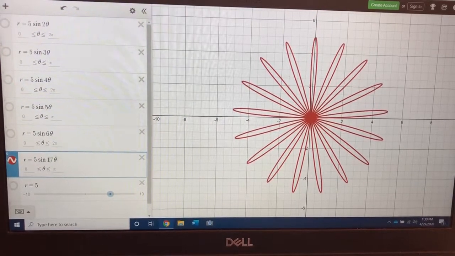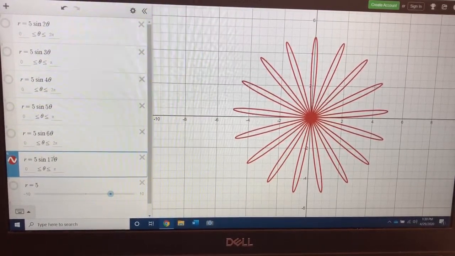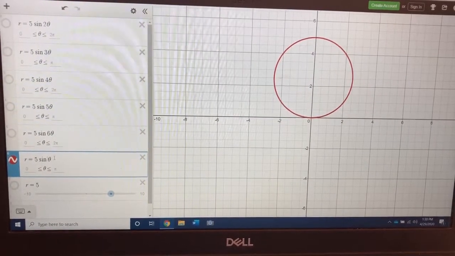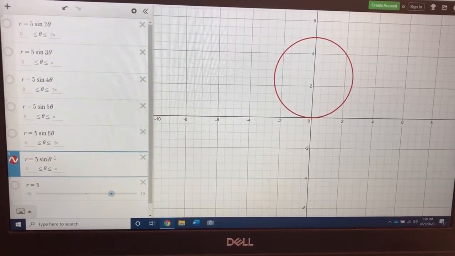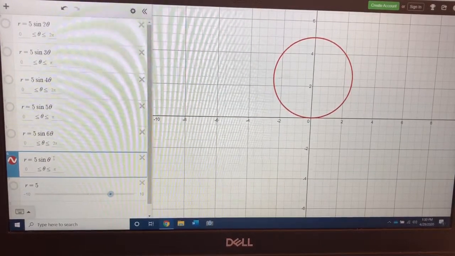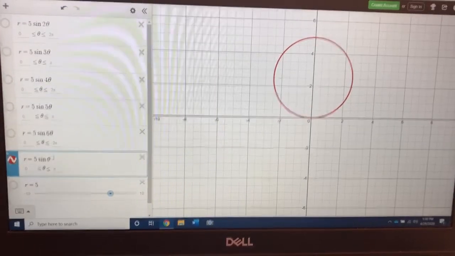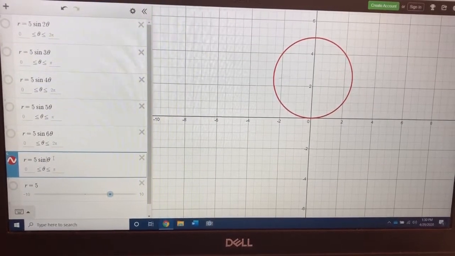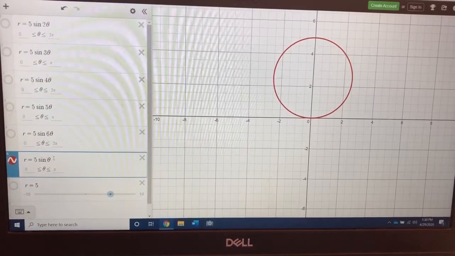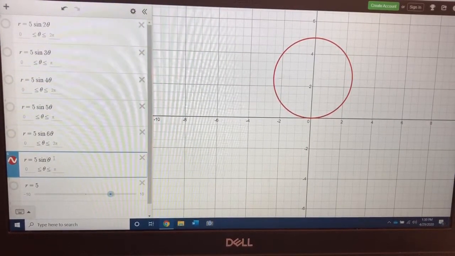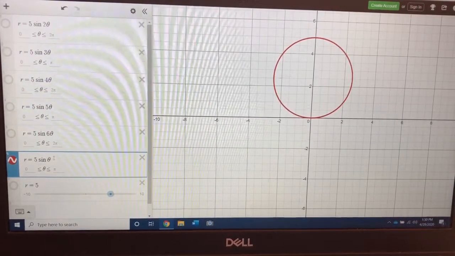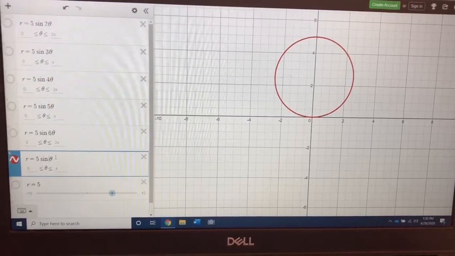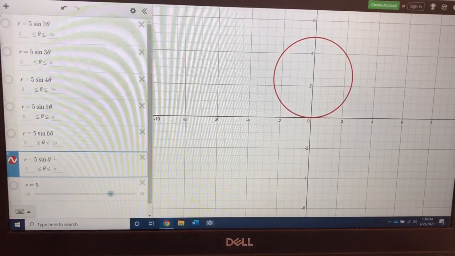I want to just mention this before we actually graph some by hand. Right here, this is r equals 5 sine theta. The coefficient of theta is 1. It looks like a circle, and in fact it is, but I often think of it as just a one-petaled rose curve when I'm graphing with polar coordinates. So now let's see how we'll come up with these by hand, keeping in mind that we're looking at these rose curves. So let's move away from the computer, and we're going to do this by hand.